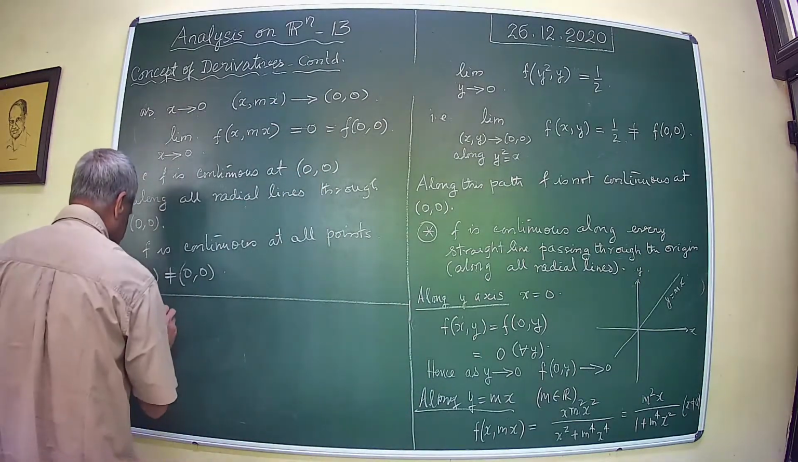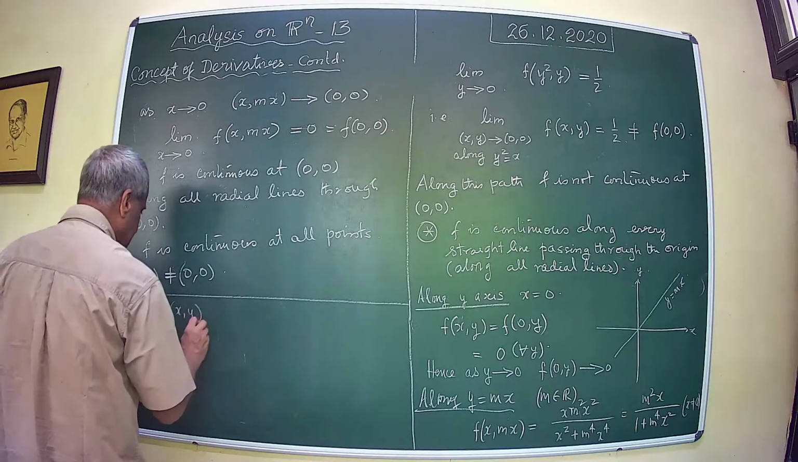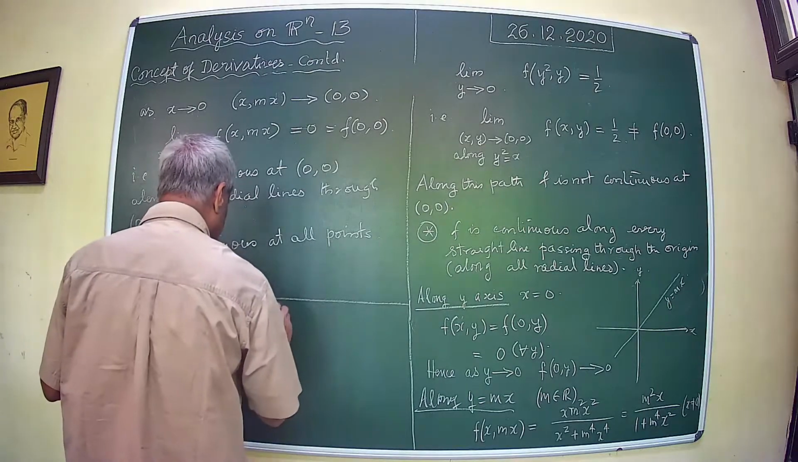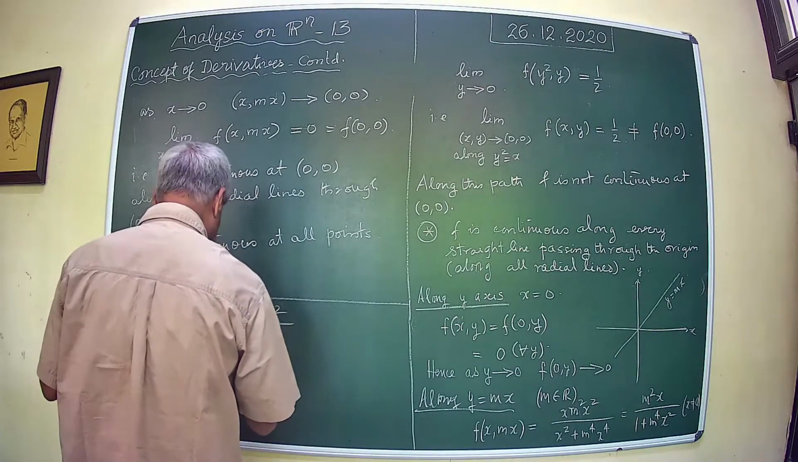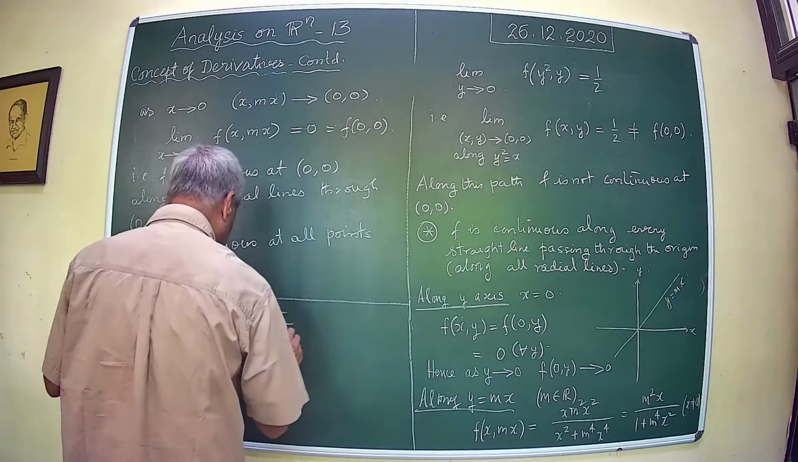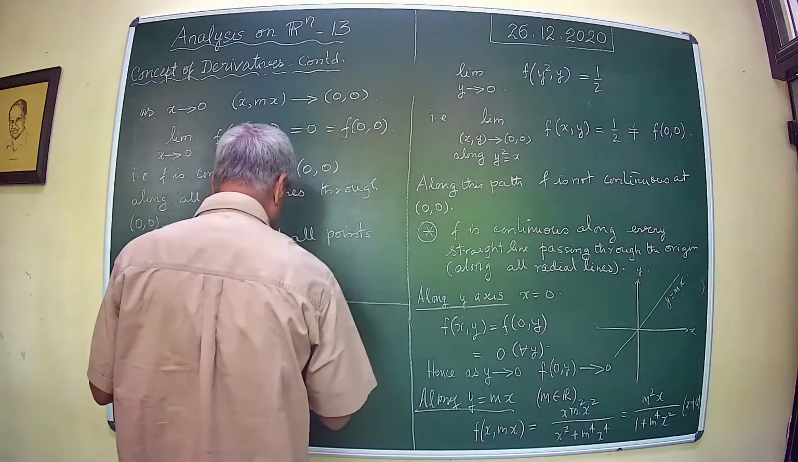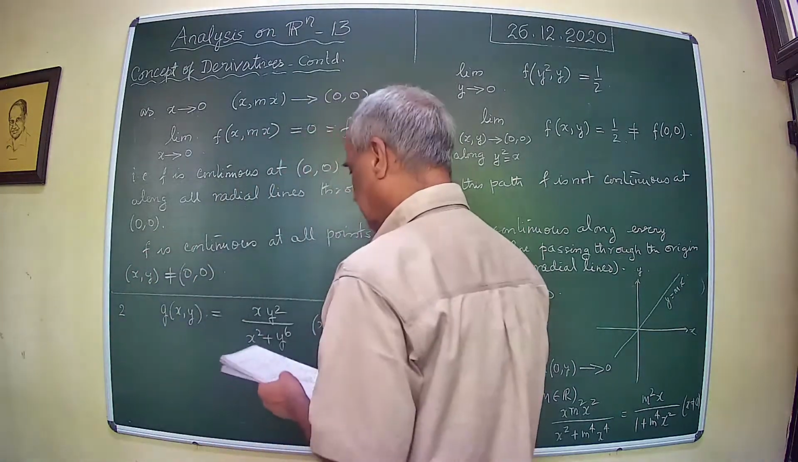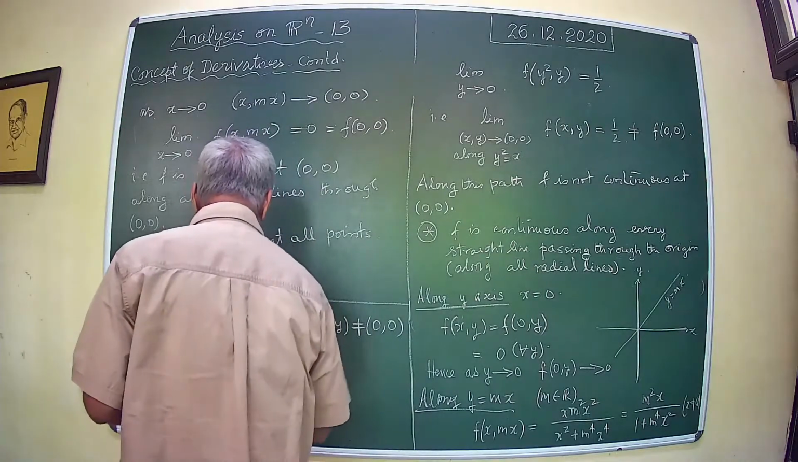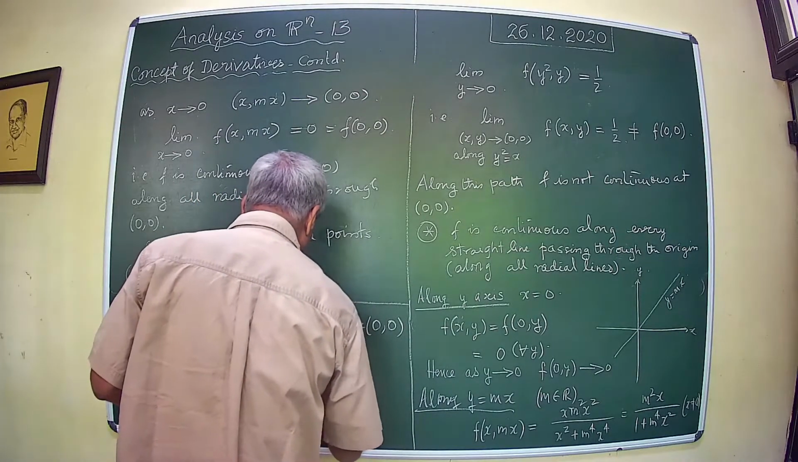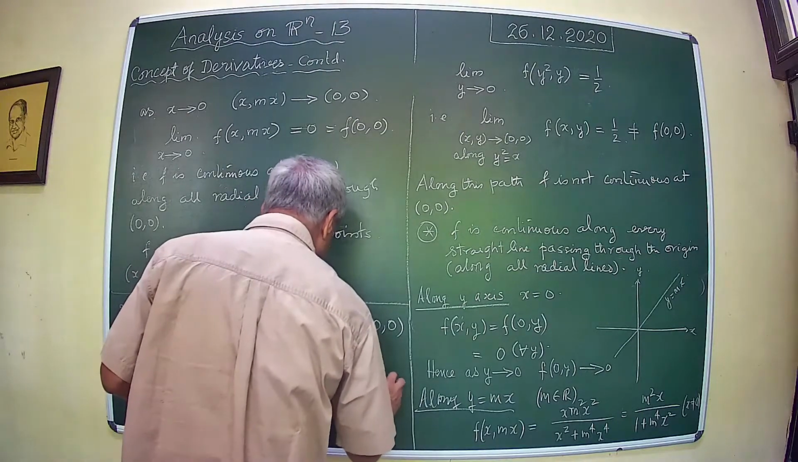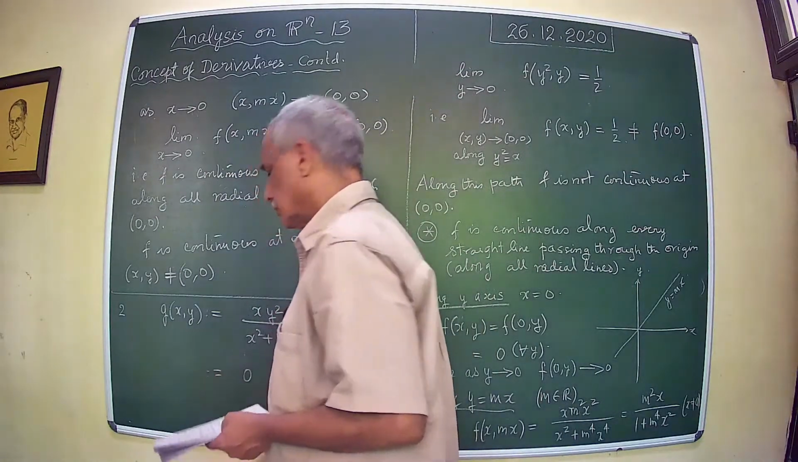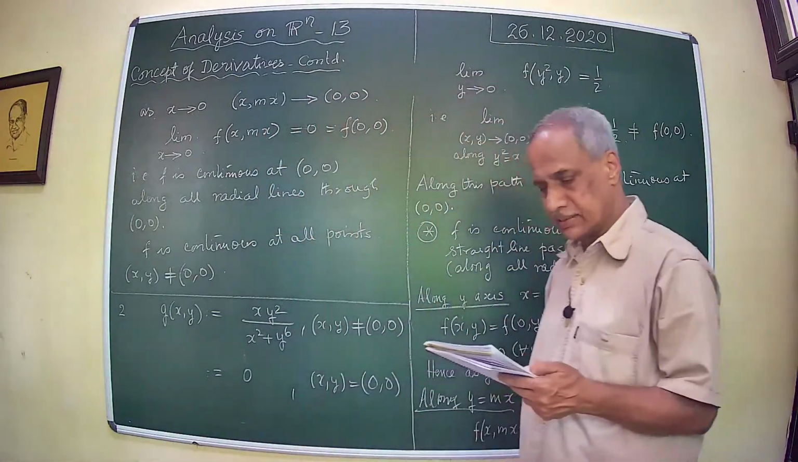Now let's take a second example. We define again a similar example: g of x, y equals x y square divided by x square plus y to the power 6 for (x, y) not equal to 0, 0, and this is equal to 0 at the origin. That's a definition. Now let us see what happens in this case.